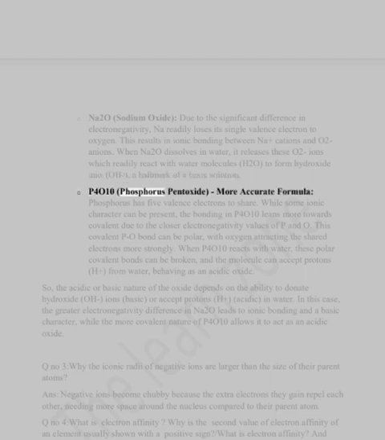P4O10, phosphorus pentoxide, is the more accurate formula. Phosphorus has 5 valence electrons to share. While some ionic character can be present, the bonding in P4O10 leans more towards covalent due to the closer electronegativity values of P and O. This covalent P-O bond can be polar, with oxygen attracting the shared electrons more strongly.